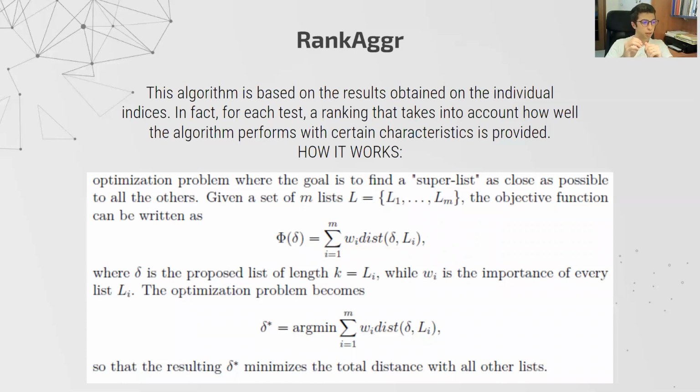The objective function is the following. We have to try to find the resulting delta star list that minimizes the total distance with all the other lists. So we have all the possible lists that we can create among all the possible combinations of parameters, and we have to find the delta star that minimizes the summation of this series of distances. What is the distance that we use?